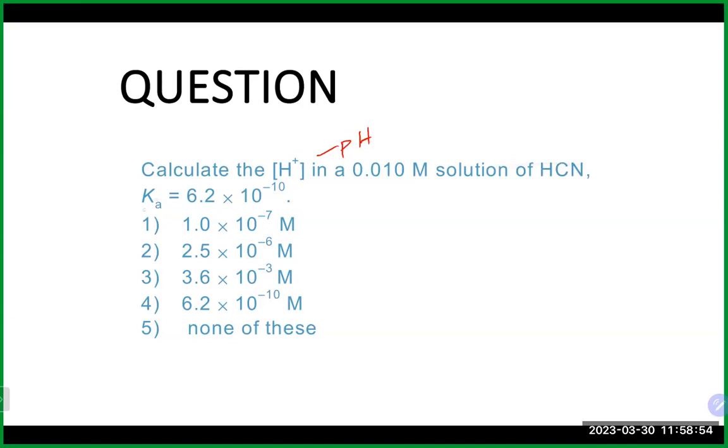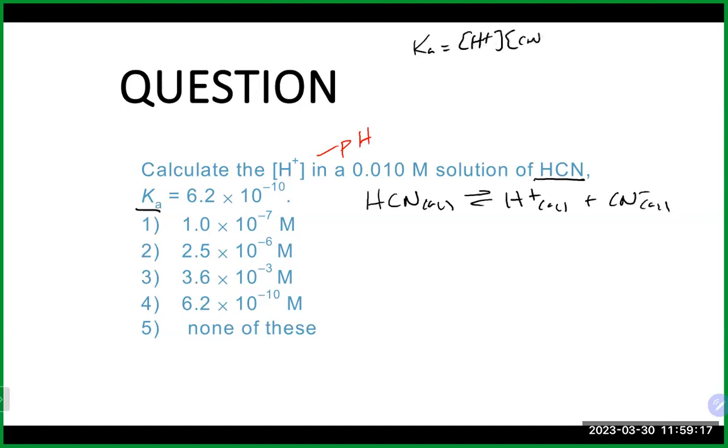So once again, we see the Ka value. We definitely know this is going to be a weak acid. So we should probably ice table it up here. So our HCN going to break apart into H plus and CN minus. Our Ka in this case would be our H plus times our CN minus divided by our HCN, and that's going to equal 6.2 times 10 to the minus 10.